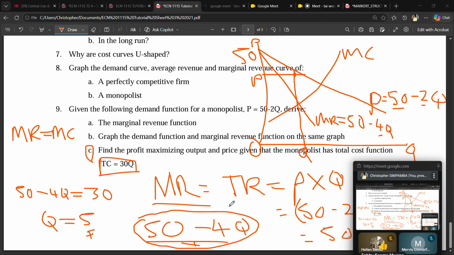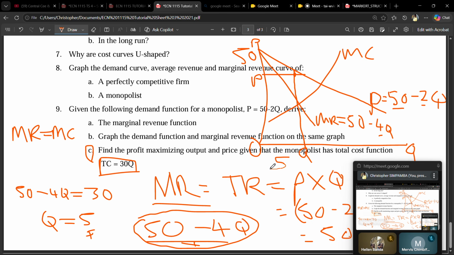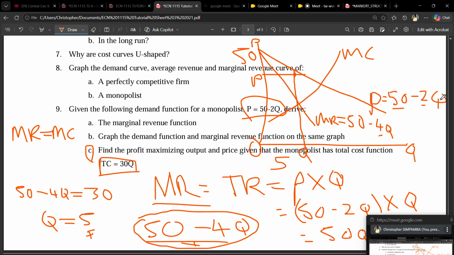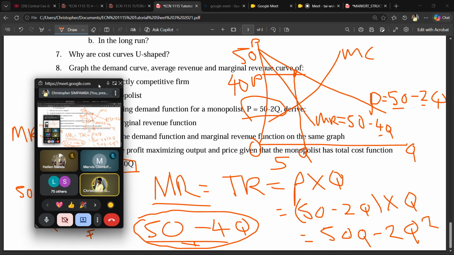Once we find our quantity, we put 5 there on the Q. For us to find the price, we get the price function that we have been given, P equals 50 minus 2Q, and where there is Q we replace it with 5. So 2 times 5 is 10, and 50 minus 10 is 40. So the price is 40. As you can see, this price is lower than the demand price. Are we okay with that?